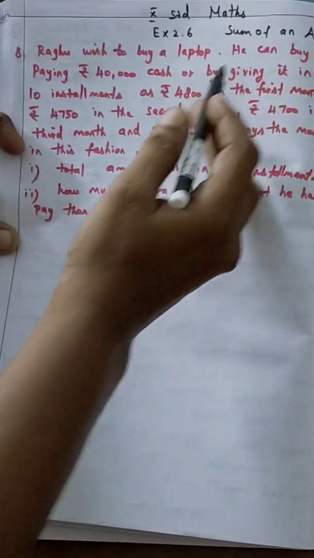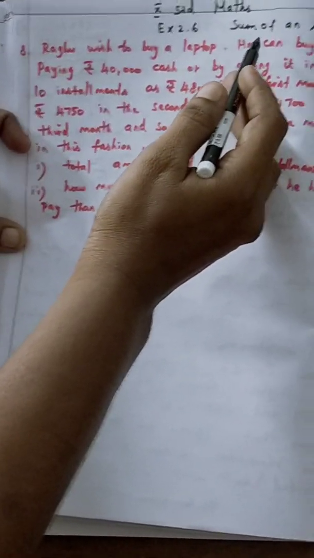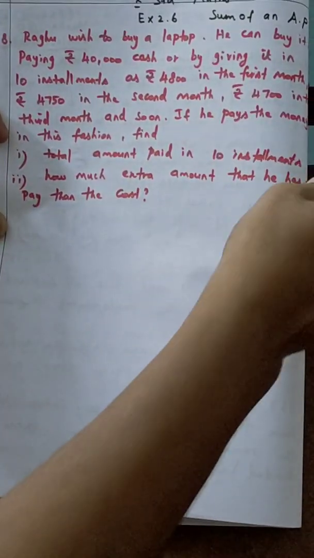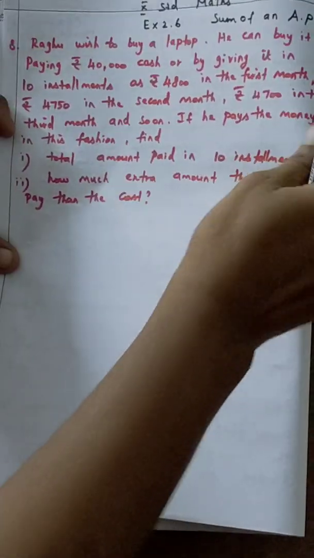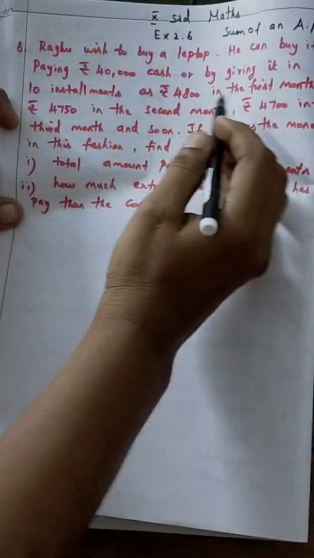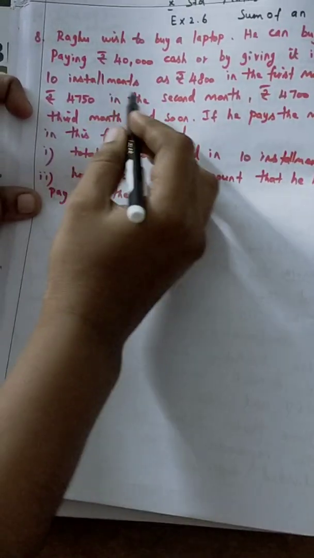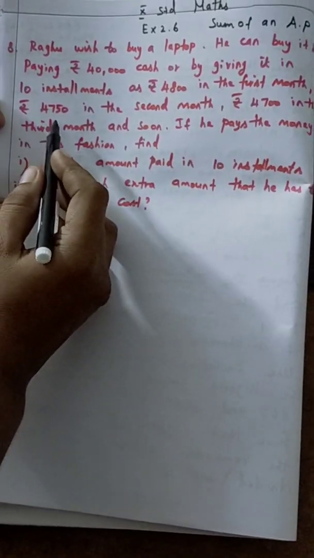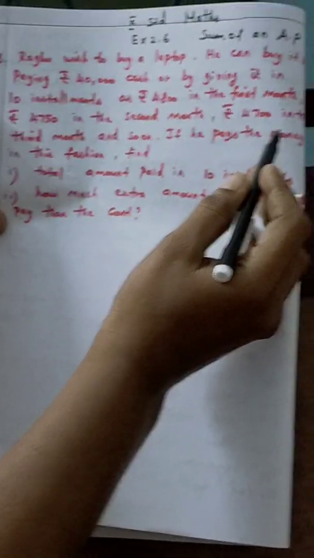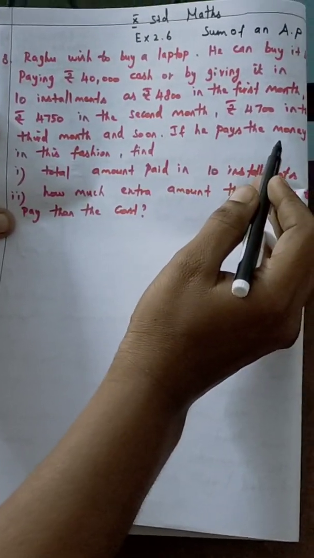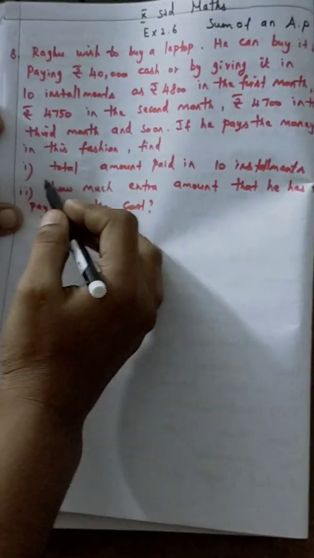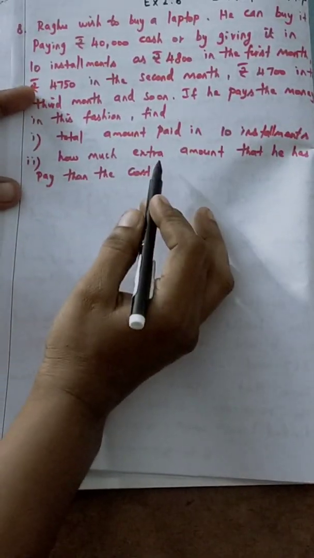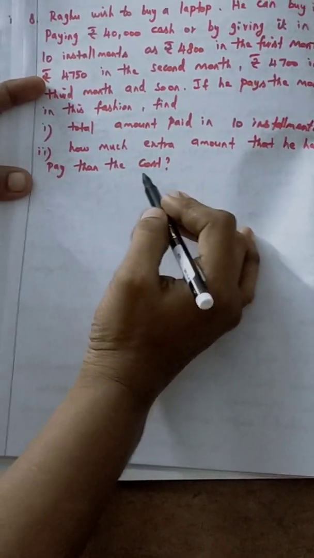10th standard maths exercise 2.6 is a continuation. Sum of an AP only. We already know the formulas for the sum of an AP. Okay, 8th question. Raghu wished to buy a laptop. He can buy it by paying rupees 40,000 cash or by giving it in 10 installments as rupees 4,800 in the first month, 4,750 in the second month, 4,700 in the third month, and so on. If he pays the money in this fashion, fine. First question, total amount paid in 10 installments. And then second question, how much extra amount has he paid than the cost.